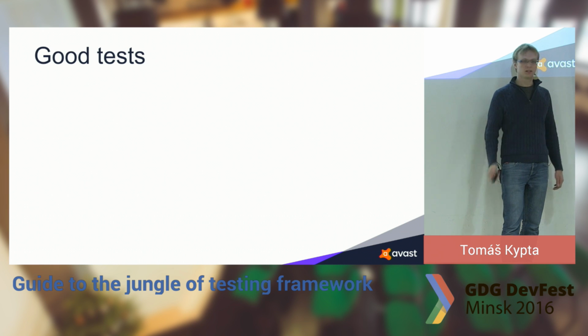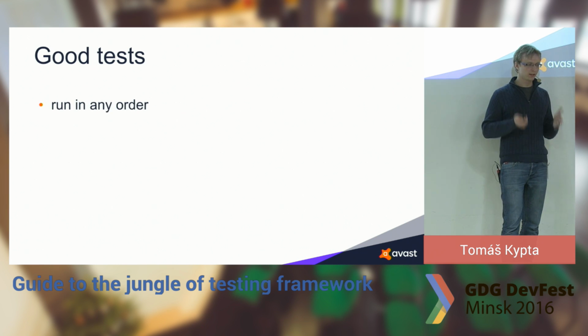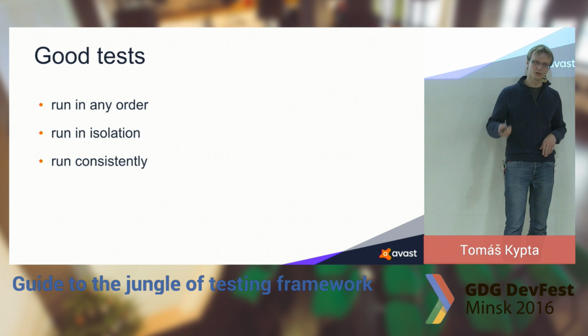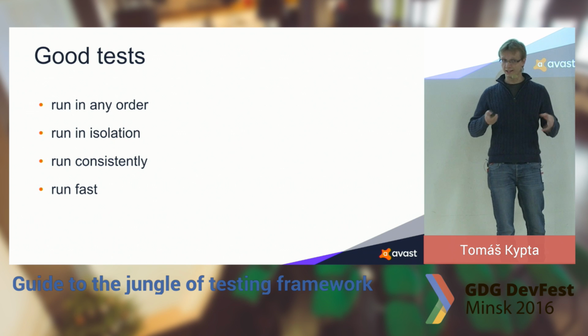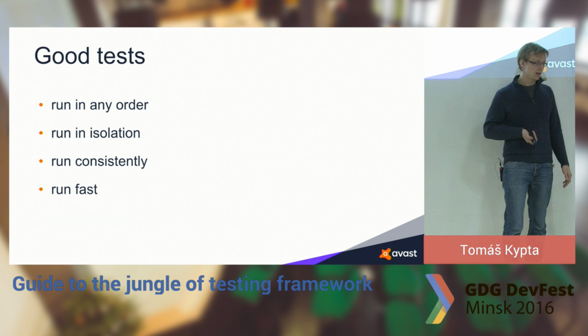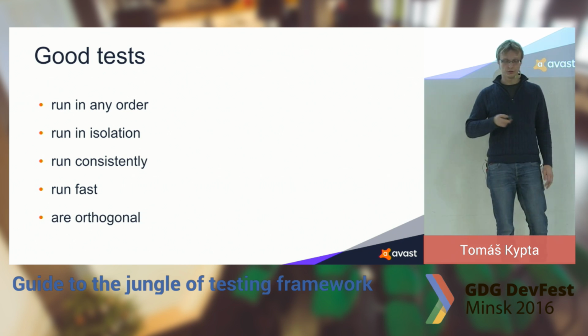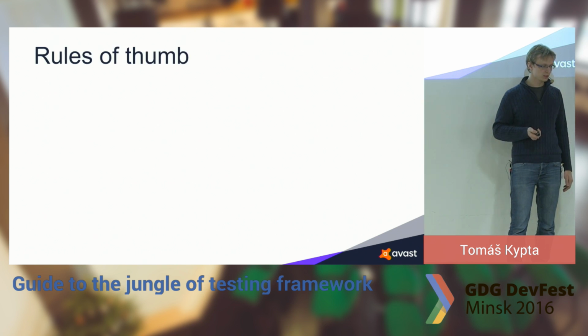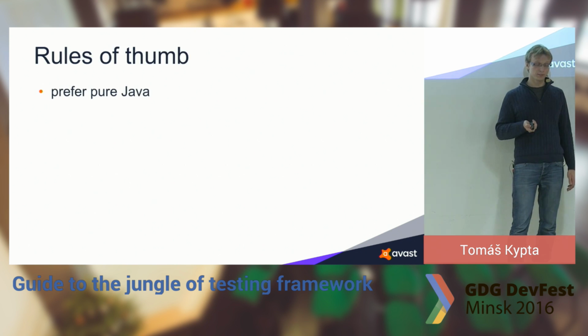So good tests run in any order, and run in isolation. And the isolation part is a problem for instrumentation tests. They should run consistently, also a bit of a problem for instrumentation tests. Run fast, again a problem for instrumentation tests. So that's why unit tests were created, for developers to test quickly and consistently. And tests should be orthogonal. Don't write one thing many times. So that's it, almost. Always prefer pure Java.